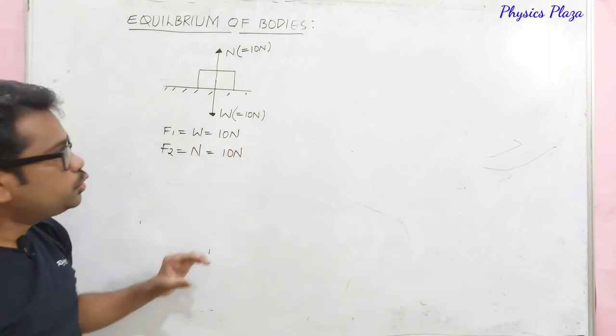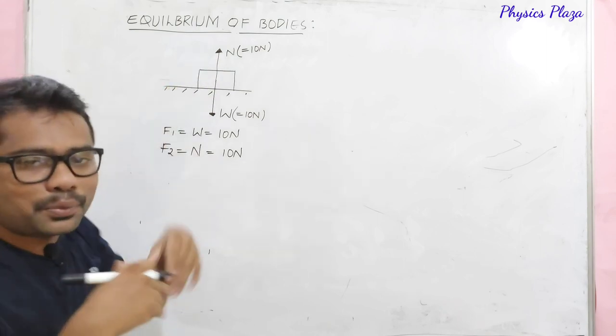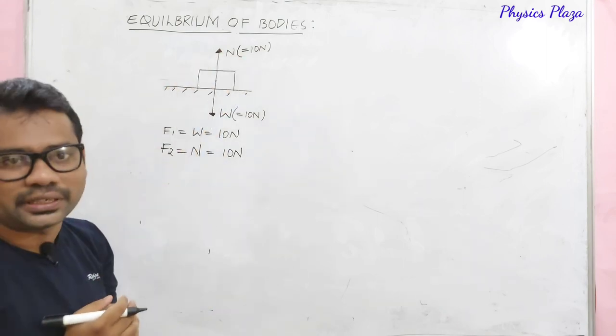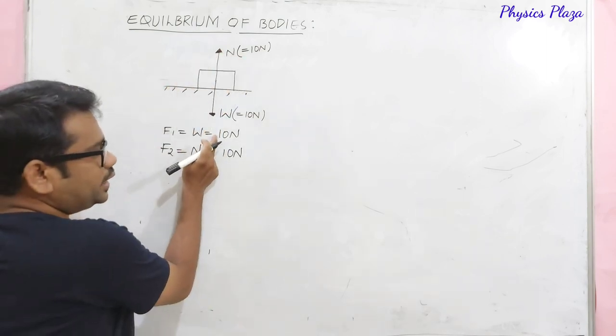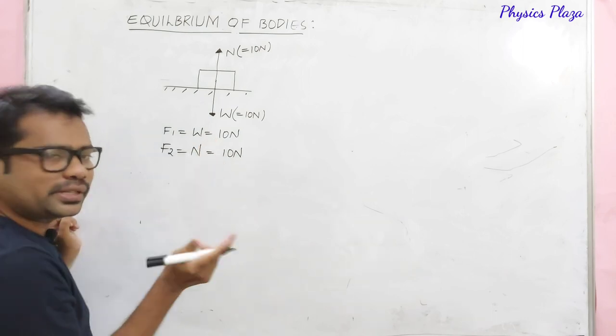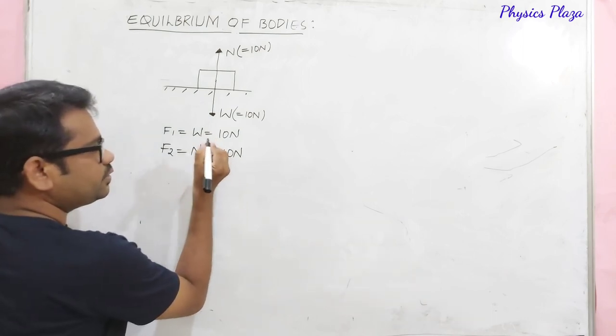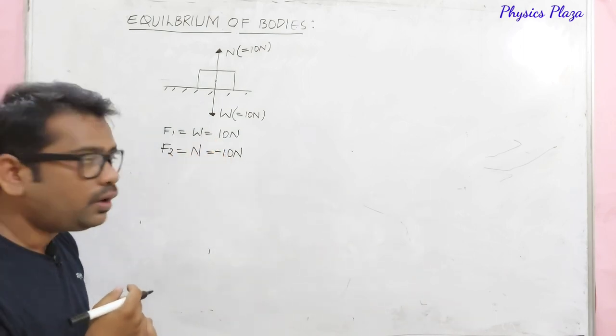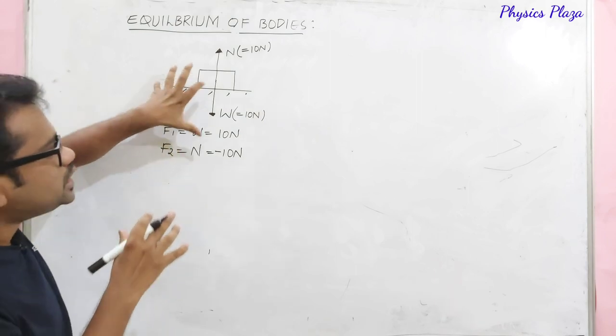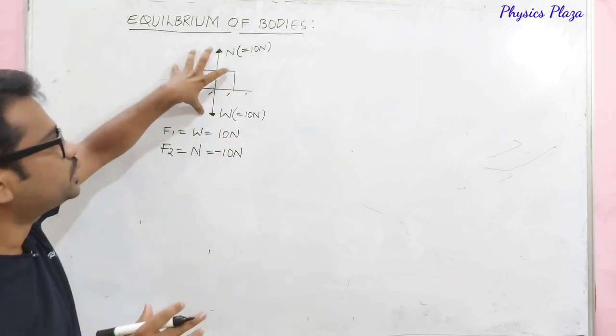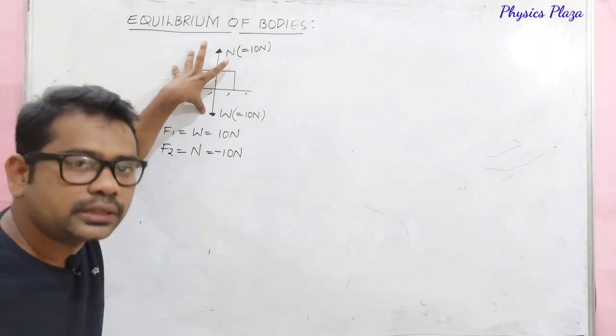But dear children, don't you think that both are in opposite directions? Either force is opposite, so you can take either this as a minus or that as a minus. Either one you can take. Let this be minus. Now, let us find the algebraic sum of the forces acting on this body, that is, the net force acting on the body.